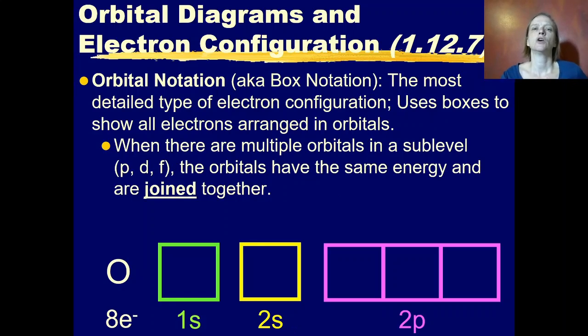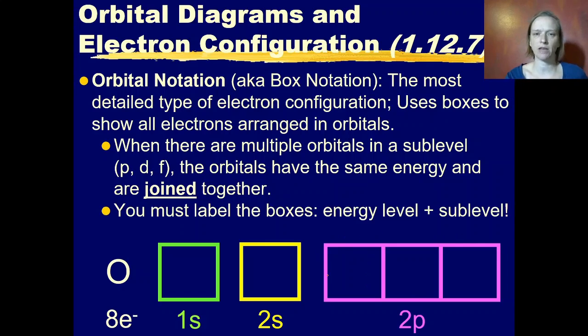And I've already pointed this out to you, but when there are multiple orbitals in a sublevel, when you've got p or d or f sublevels, you join your orbitals together because all 3 of these orbitals have the same energy. So we join them together. You must label these boxes. You must label them with the energy level and the sublevel.